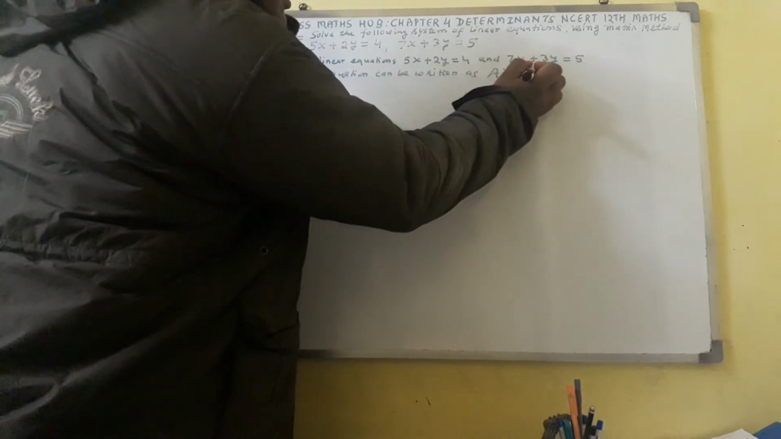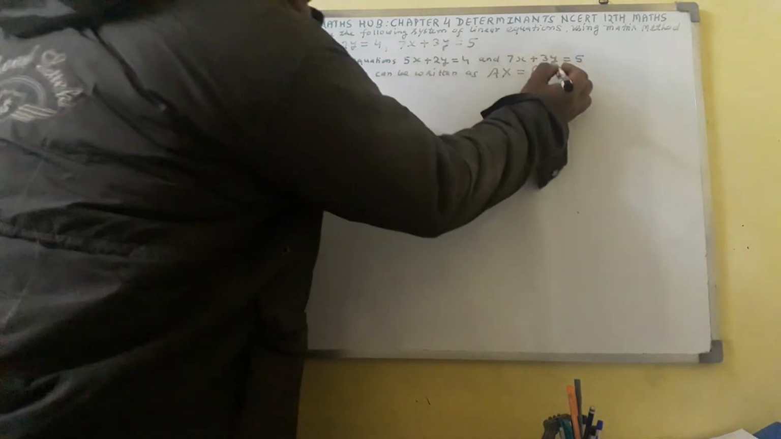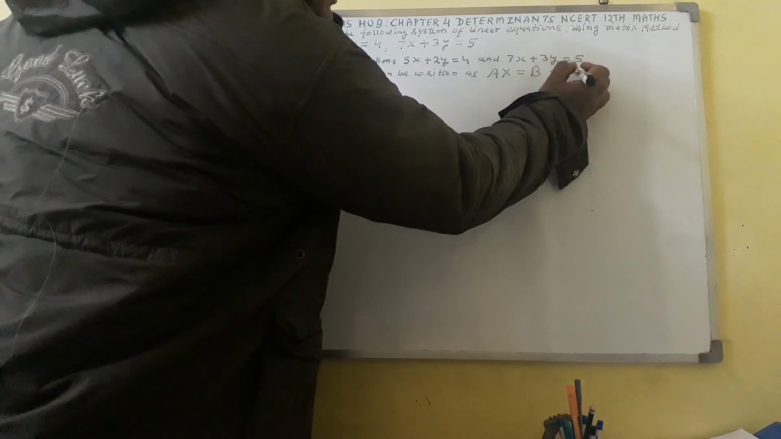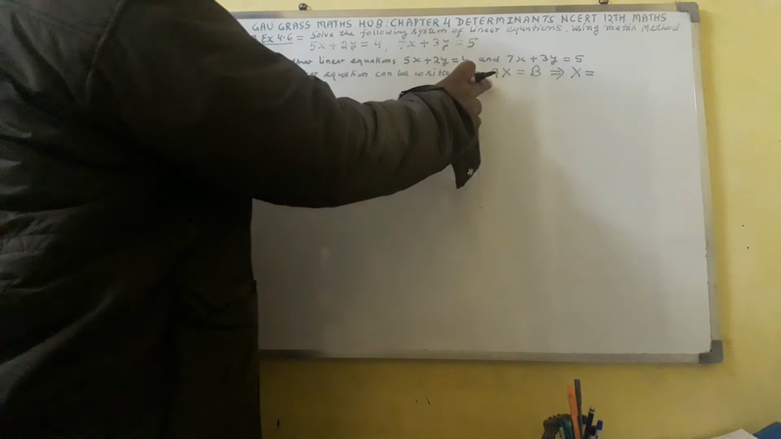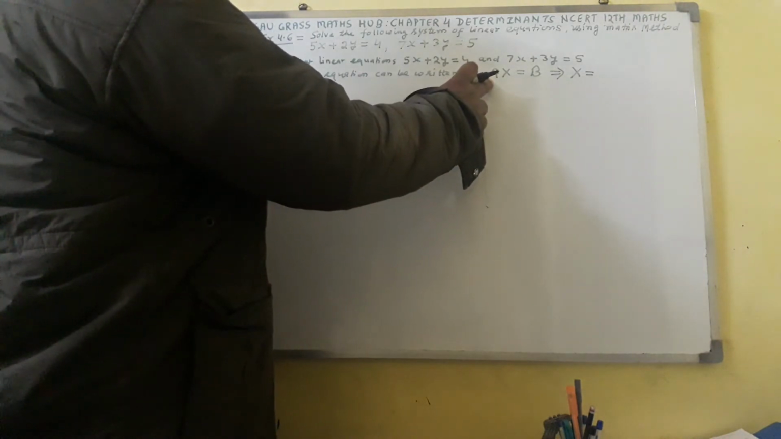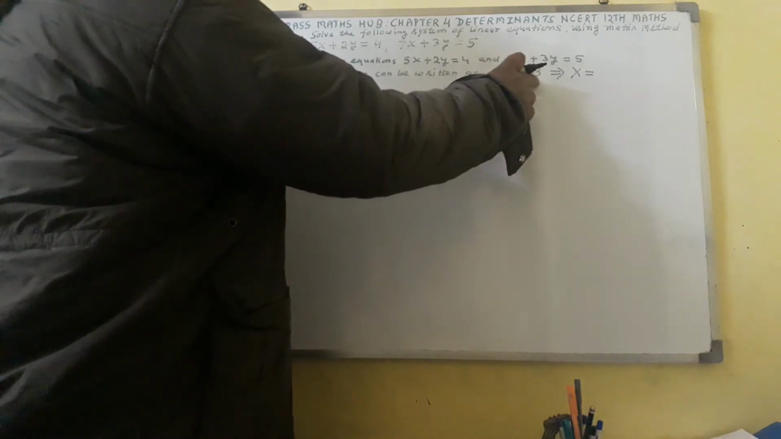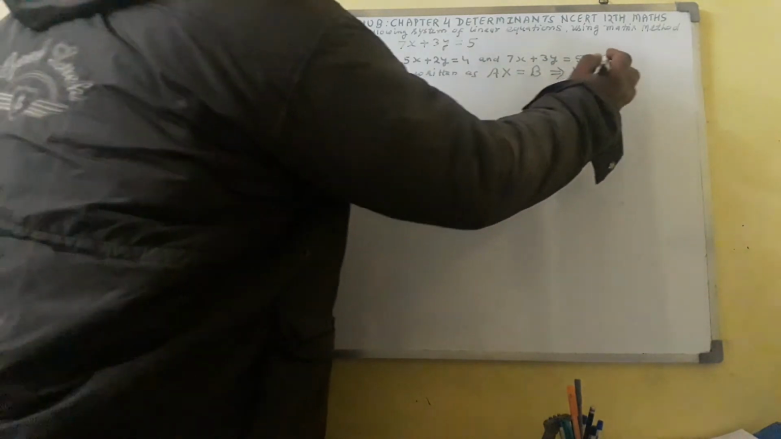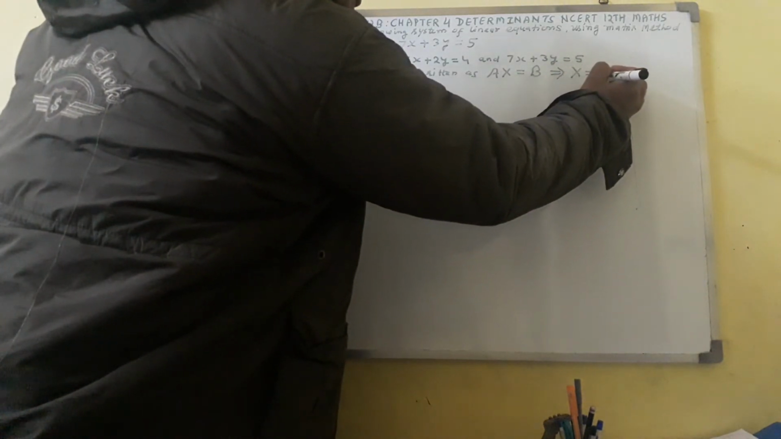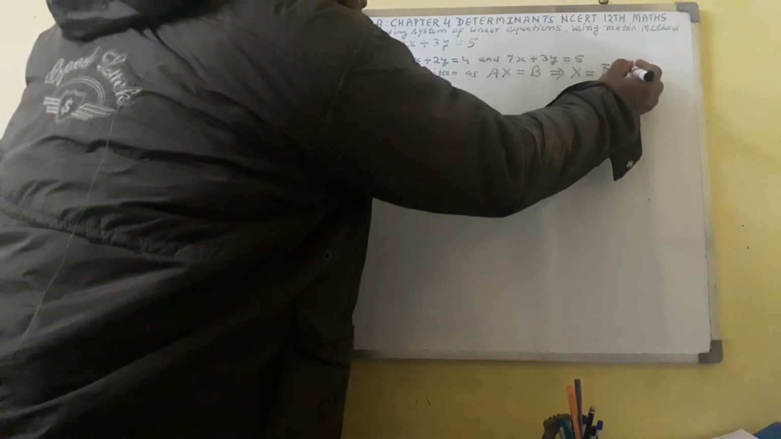AX is equal to B, implies that X is equal to, here you can see the matrix A is there in left hand side and multiplied here. This matrix A will move back to right hand side, it will get multiplied to B. So here I shall write X equal to A inverse dot B. Remember this one.